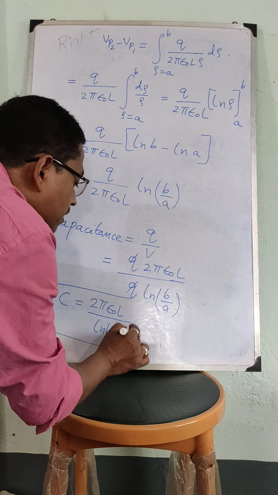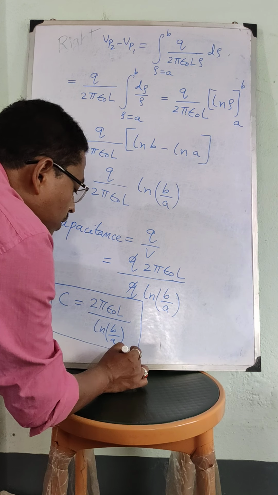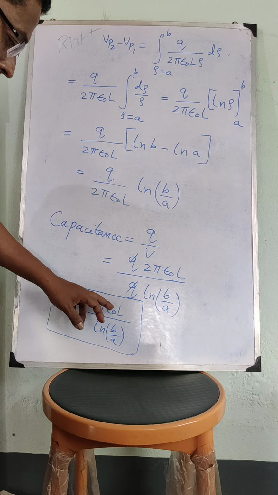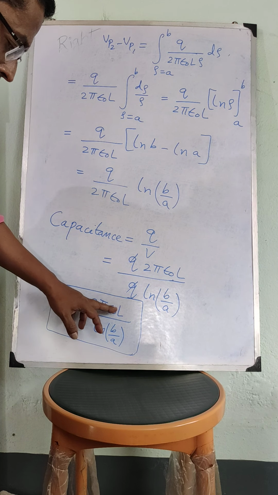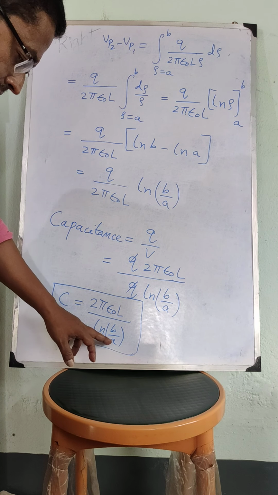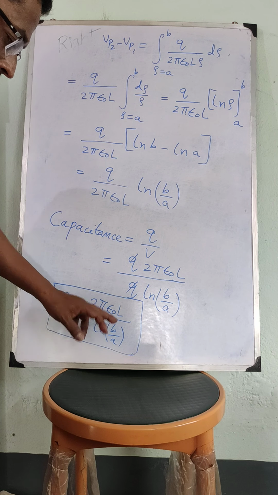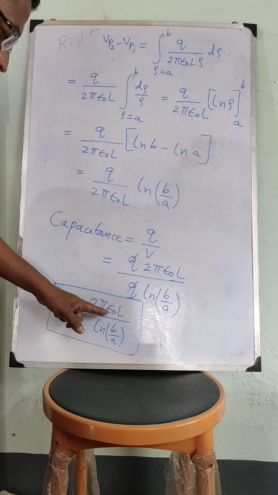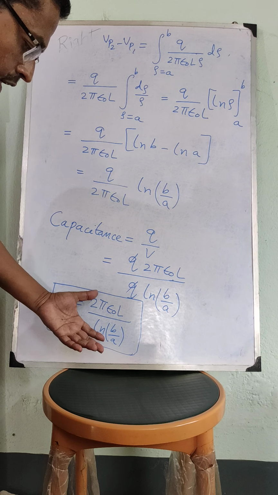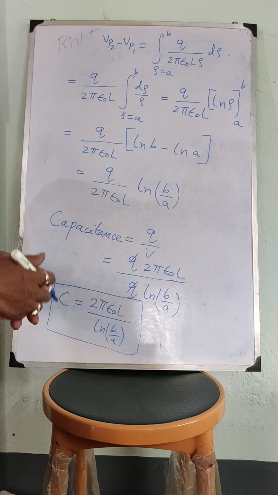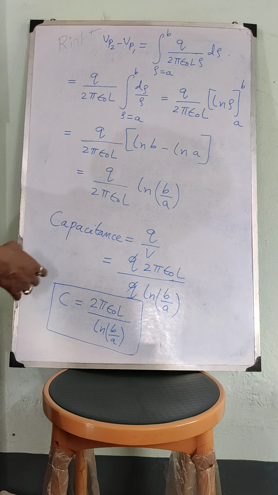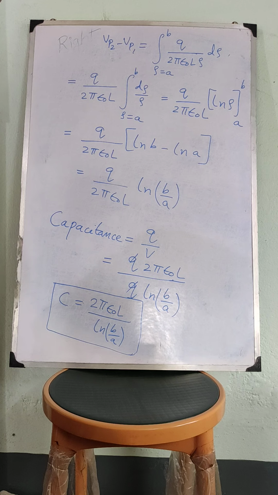Cylindrical capacitor. So you can see that the capacitance depends on the geometrical factors, that is the length of the cylinders, then A is the radius of the inner cylinder, B is the radius of the outer cylindrical shell, and epsilon 0 is constant. So capacitance depends purely on the geometrical factors of the conductors. Okay, so we have discussed the capacitance of a cylindrical capacitor.